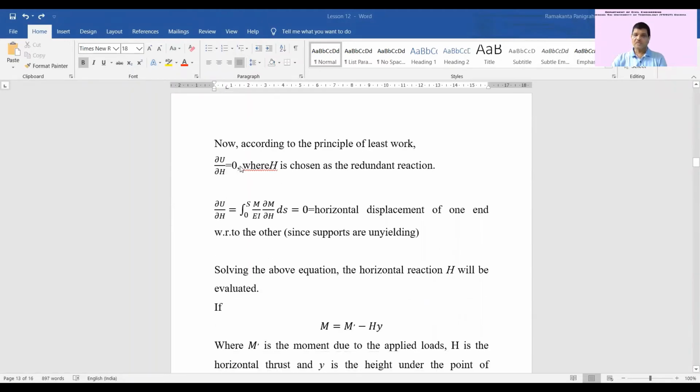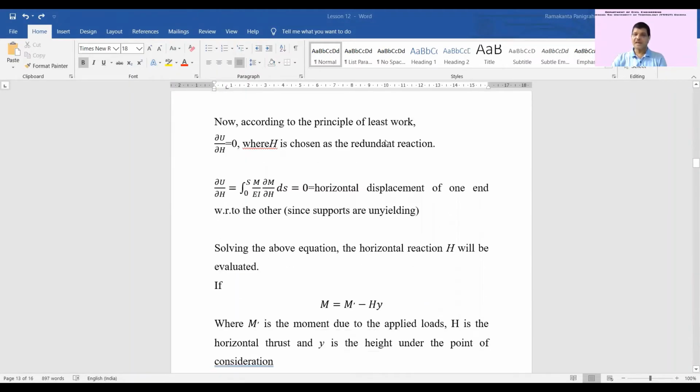Now we put the principle of least work. What the least work we have seen, that del U by del H is equal to 0. I have already explained to you that the horizontal reactions will be there, one at the left support, one at the right support. But since there is no horizontal load acting on the structure, HA is equal to HB, they are equal and in opposite direction. So we can write down del U by del H is equal to 0.